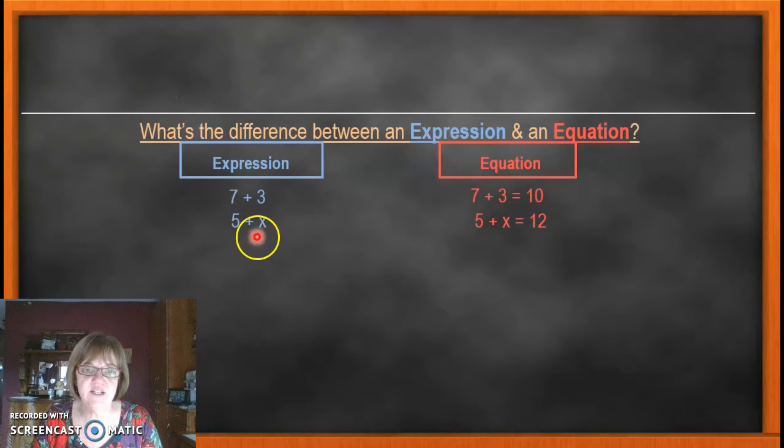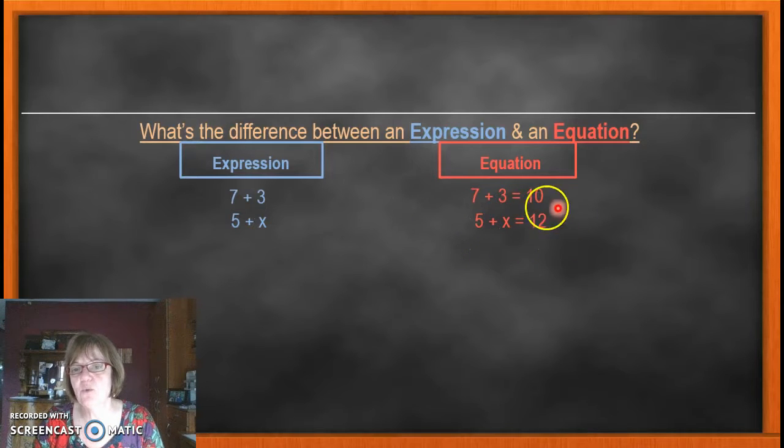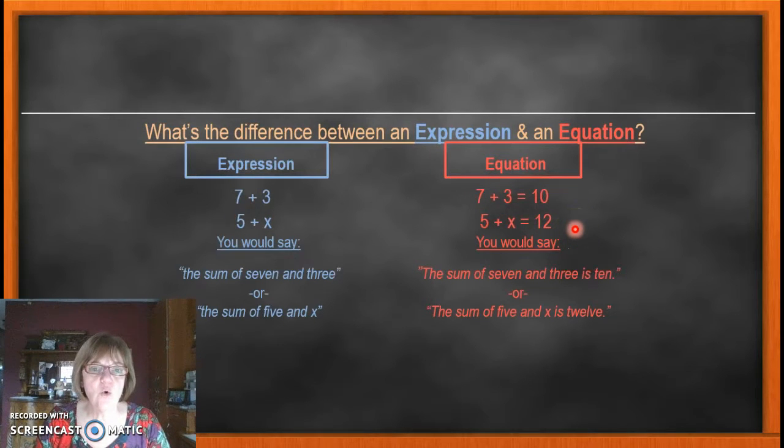So here you can see another one. We had 7 plus 3 on the first one, and it equals 10. Now I've got another expression over here, 5 plus x, and over here I have 5 plus x equals 12. Here's our equation. Okay. What you're going to say over here is the sum of 7 and 3, or the sum of 5 and x. All right. Over here you would say the sum of 7 and 3 is 10, or the sum of 5 and x is 12.